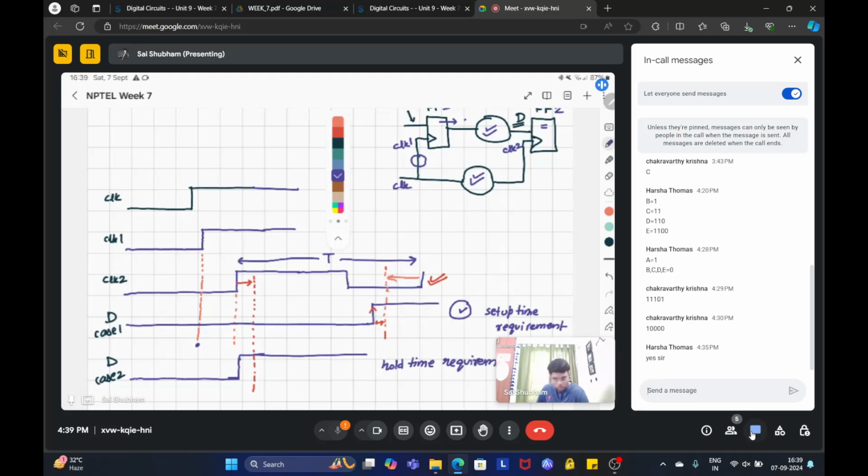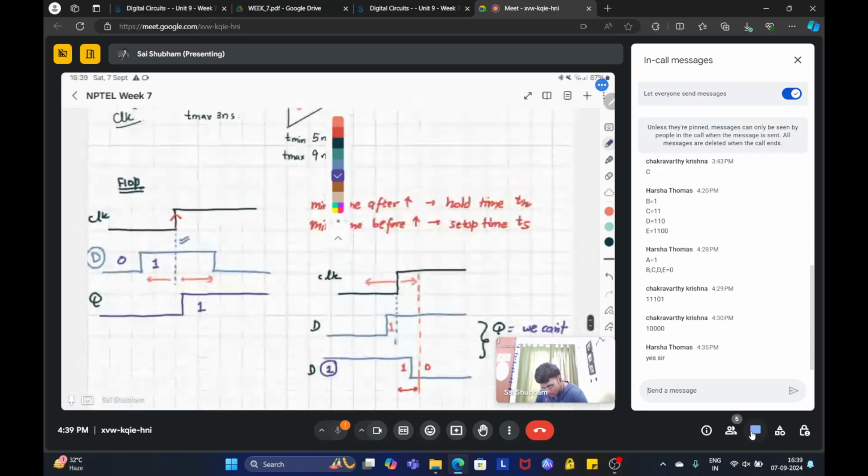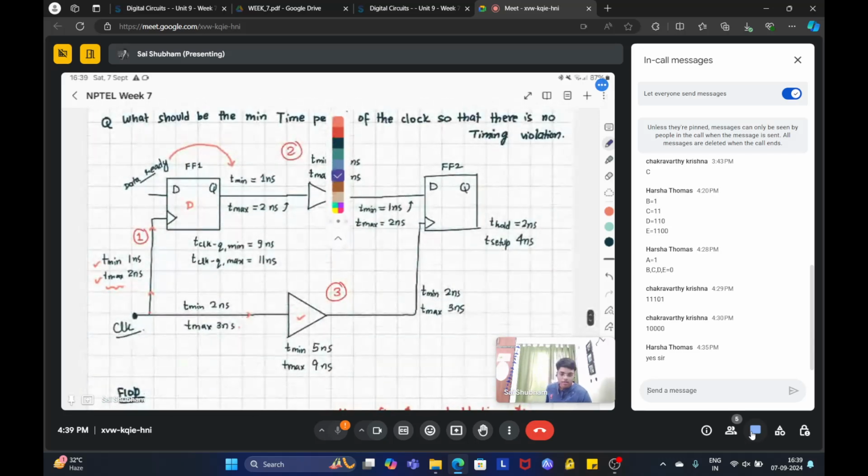So I hope this question is clear. Can you give this a try? If the question is not clear, let me know. I will explain again. But this is a very important question with respect to interviews because this topic is known as static timing analysis and they ask in every interview for digital electronics companies.